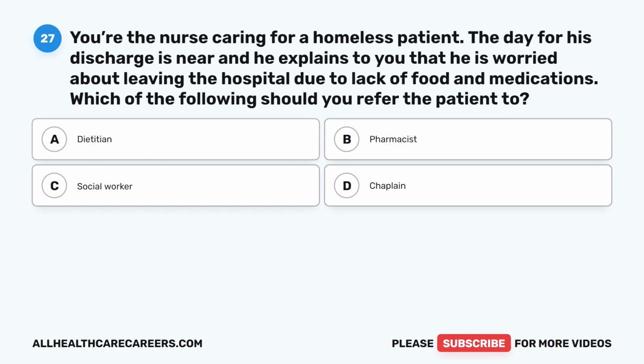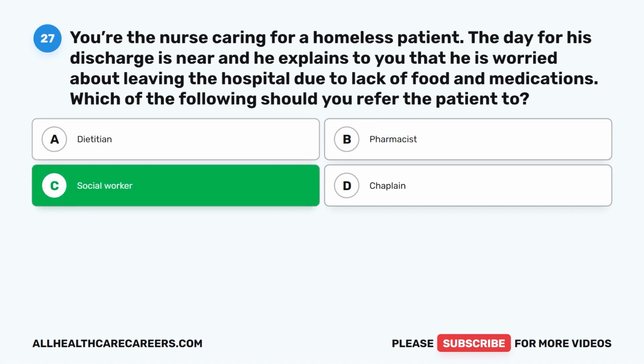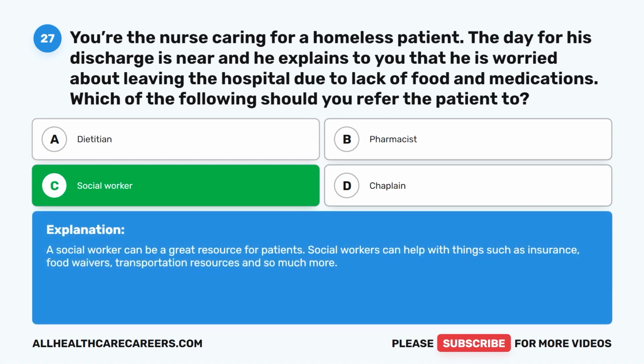Question 27. You're the nurse caring for a homeless patient. The day for his discharge is near, and he explains to you that he is worried about leaving the hospital due to lack of food and medications. Which of the following should you refer the patient to? A. Dietitian. B. Pharmacist. C. Social worker. D. Chaplain. The correct answer is C. Social worker. A social worker can be a great resource for patients. Social workers can help with things such as insurance, food waivers, transportation resources, and so much more.